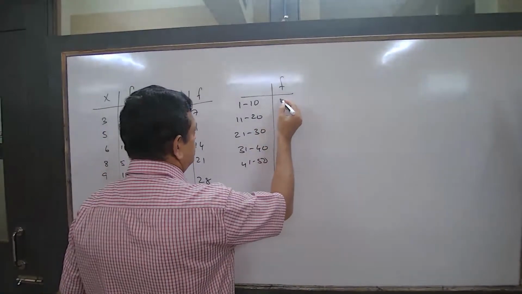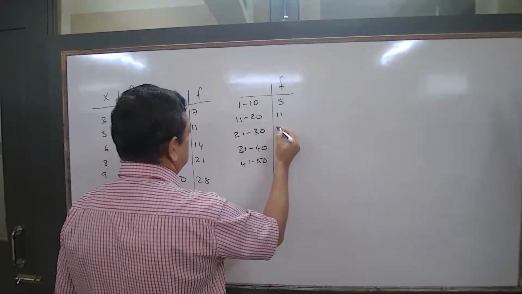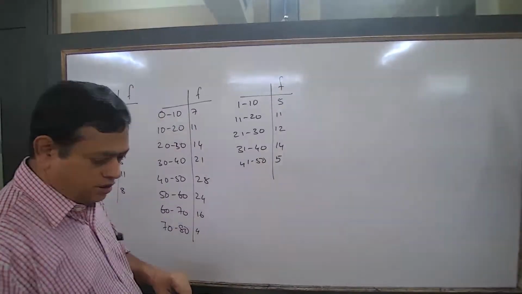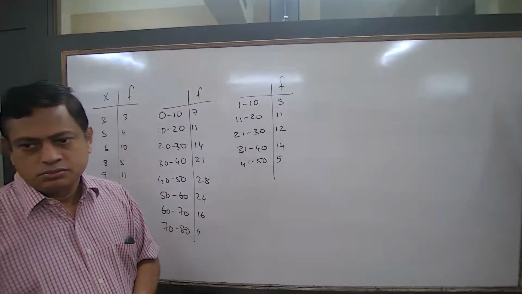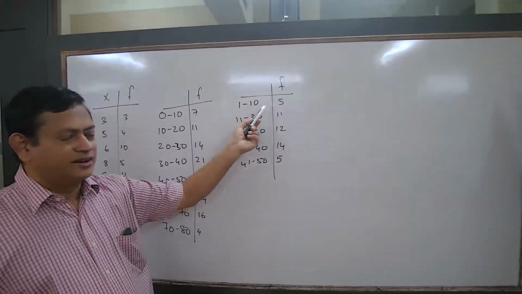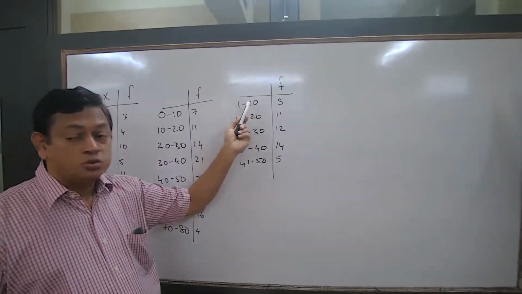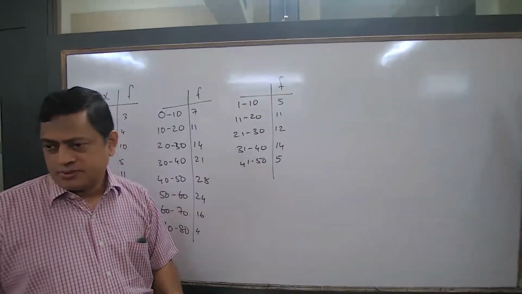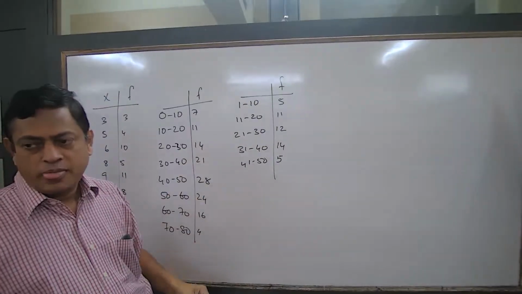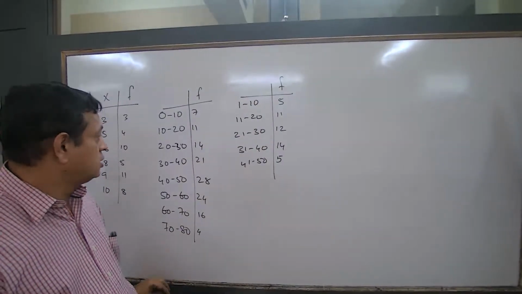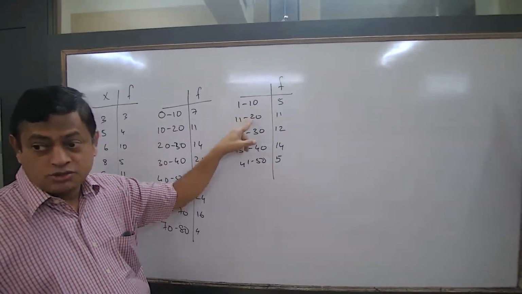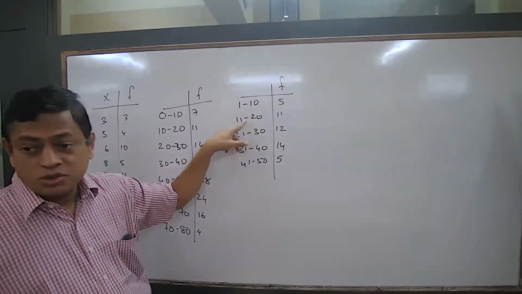Okay. So there's a frequency, 5, 11, 12, 14. What is the meaning of 1 to 10? Here both 1 and 10 are included. Here it is 11 to 20, because there is no 11 over here now. Look at the difference. Here it is 0 to 10, and it started at 10. Understand. So here 11 is where it started and 20 is where it ended. So 11 is also included, and 20 is also included.